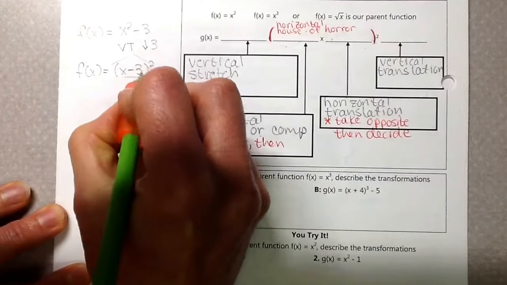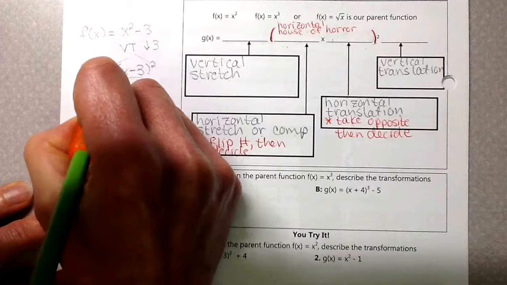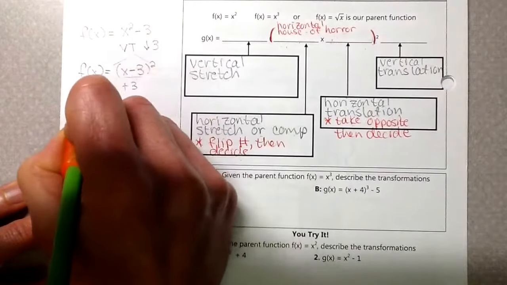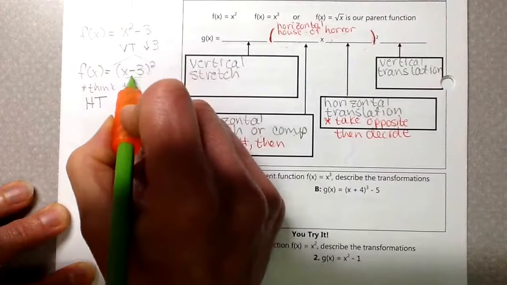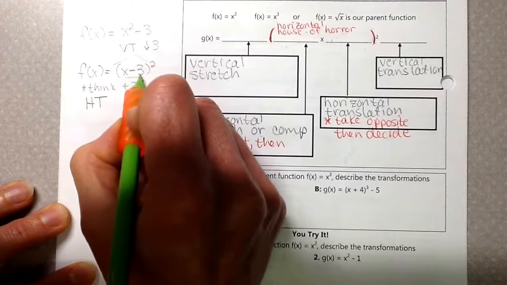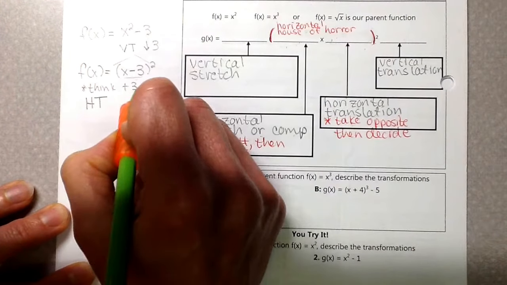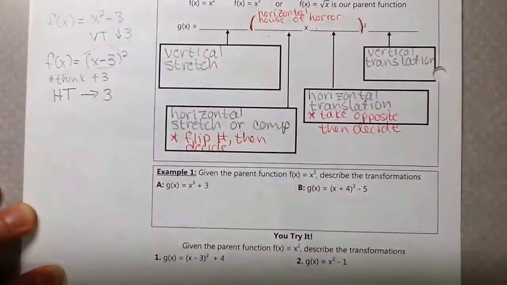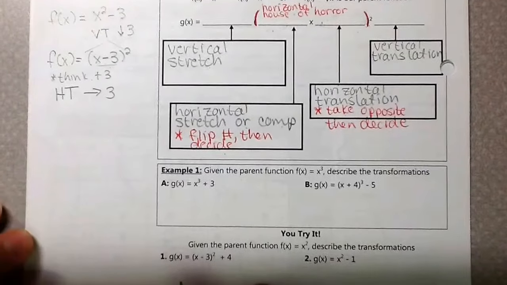So if this says a minus 3, we're going to think plus 3. So we know it's horizontal. We know because it's a subtraction that it's a translation. You think it's going to be a -3, but we take the opposite, and if it's a +3, it's going to move to the right 3. Anything in the horizontal house does the opposite of what you think it does.